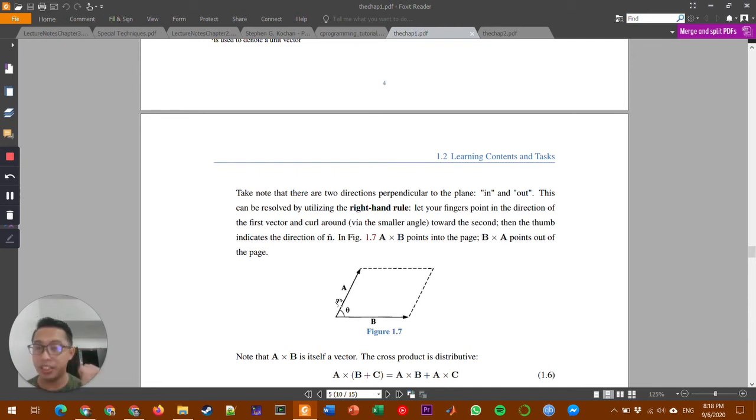But if you have B cross A, baliktad na po. Ang direction niya is away from your laptop screen. So, nagets niyo? By just using the right-hand rule. So, let your fingers point in the direction of the first vector. Then, you curl along toward the second. And then, the thumb will indicate the direction of the resultant or the resulting vector.